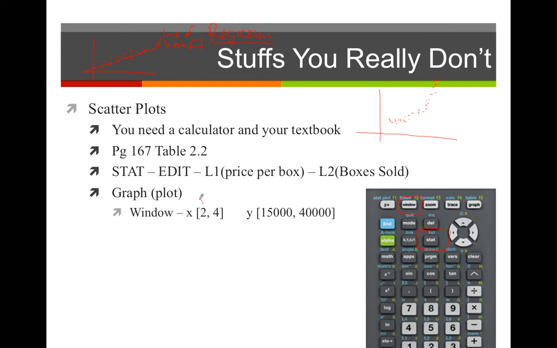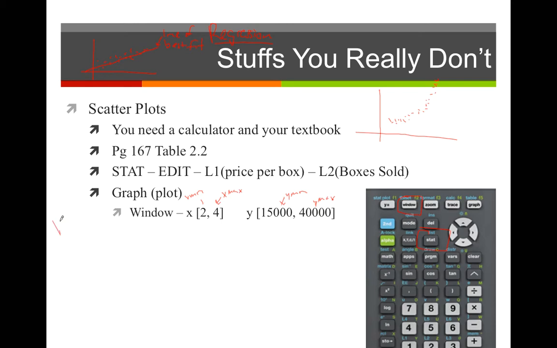And these values coincide to X min. This is X max. This is Y min and Y max. It's the smallest X value that we want on the screen and the largest X value we want on the screen. And I get that from looking at the table of values. My smallest X value is 2.4. So I'm going to go a little bit less than that. So I'm going to change my window to 2.0. And my biggest is 3.6, so I'm going to go a little bit above that, so I'm going to say 4.